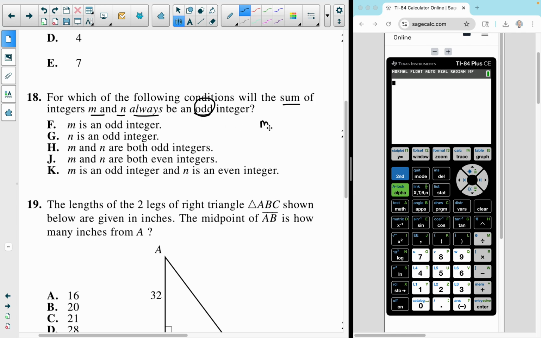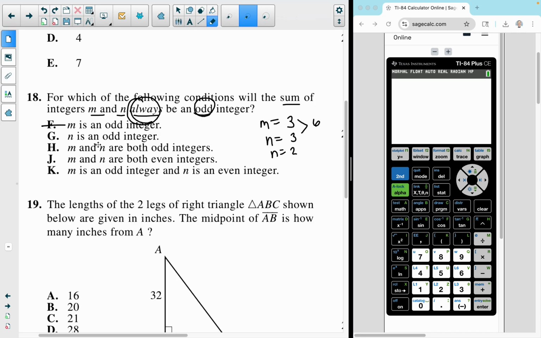If m is an odd, let's say 3, and it doesn't say anything about n, so I'm going to use n. It does say always, so that means that if n is odd, so 3, or n is, let's say, even. Okay. So the sum, 3 plus 3 is 6. Oh, that's automatic, nope. It's not an always, we need an always.